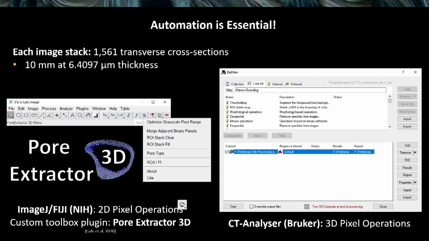So even though I didn't use deep learning, I had to do some sort of automation for consistency and also so I wasn't hand outlining things. So I developed, again, prior to discovering Dragonfly, 2 helper tools to do this. I developed a macro set for ImageJ or Fiji called Pore Extractor 3D, and then I developed a number of routines for CT Analyzer, which is what our lab uses for analyzing morphometry in our CT scans.